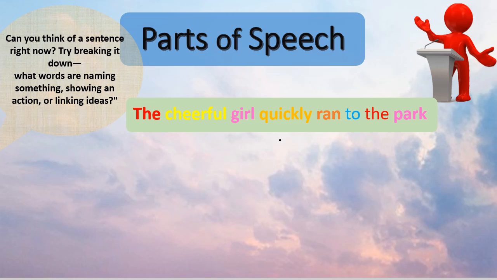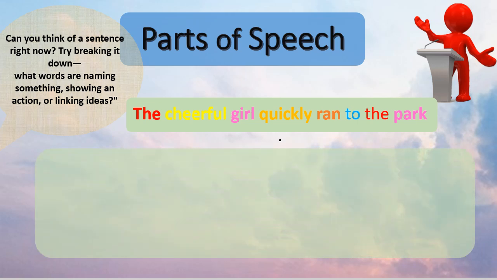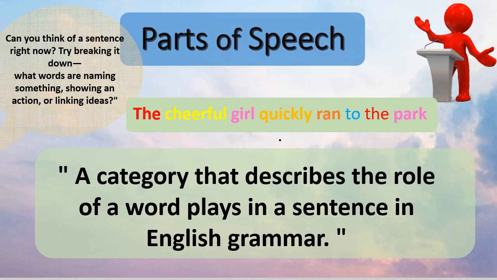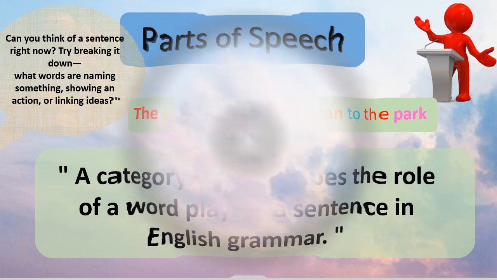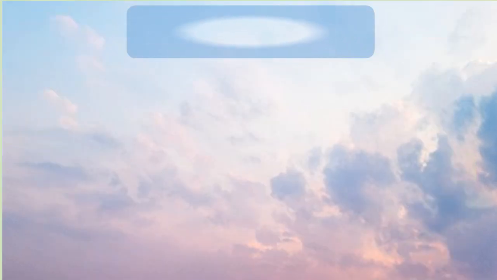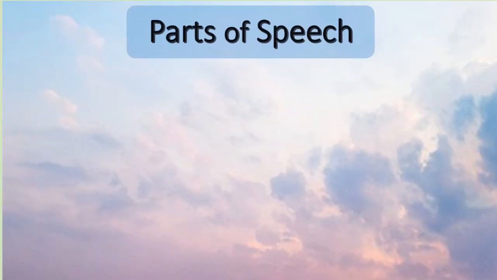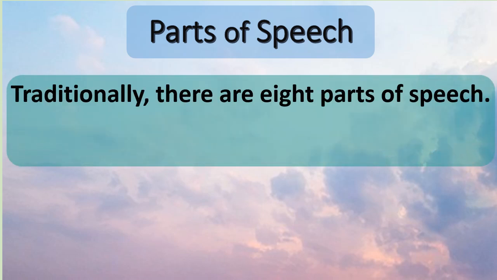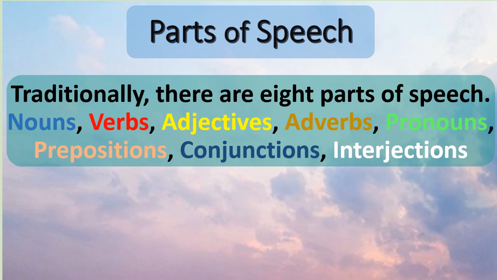As you can see, each word has a role. In simple terms, parts of speech are the categories that tell us how words function in a sentence. Think of them as the building blocks of language. Traditionally, there are 8 parts of speech. Let's go through them one by one. Nouns, verbs, adjectives, adverbs, pronouns, prepositions, conjunctions, and interjections.